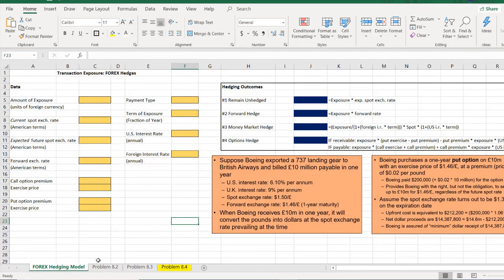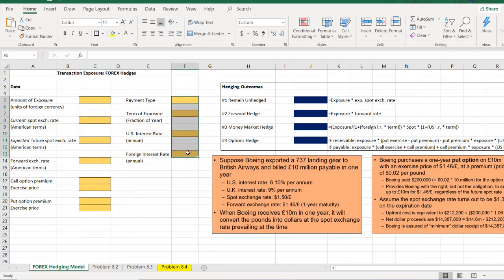Okay, so the first worksheet in here is called Forex Hedging Mod, and what we're going to do here is create a model, and I've templated it out for us already, so we're just going to enter some data and then the math. The math is going to be the tricky part, but the nice thing about this is that the math will always be the same, so we can run this model again and again and again for different scenarios and then just input different data.